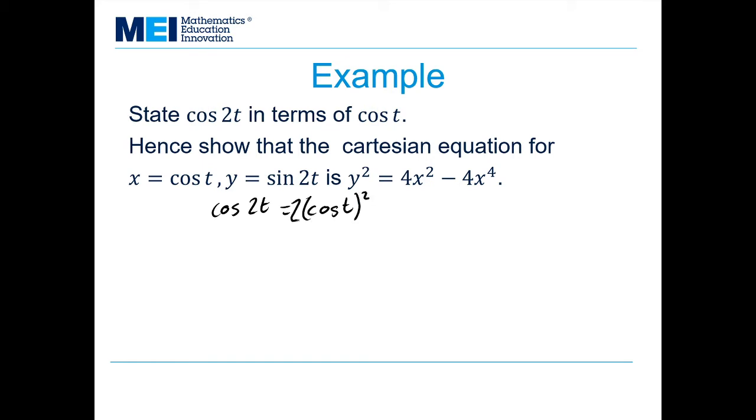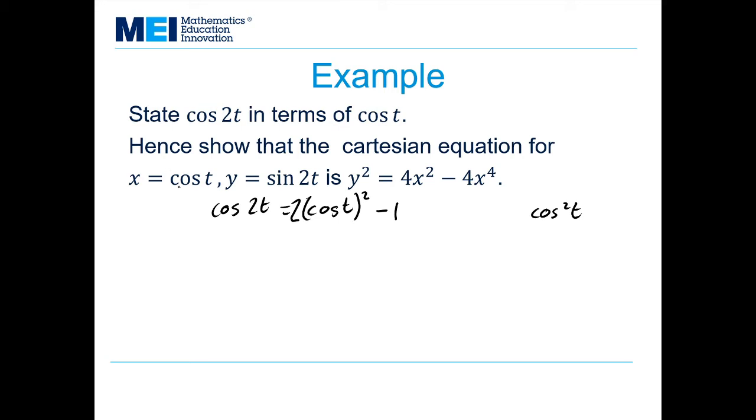2 lots of cos t all squared minus 1. Now, we might also write this as cos squared t rather than cos t all squared. When I'm working with the computer algebra system, I like to remind myself that it's not going to be using this cos squared t notation, and that just putting in my brackets, making sure that I know exactly what I'm squaring, means that I'm less likely to fall into any traps. So that's why I've written it that way.